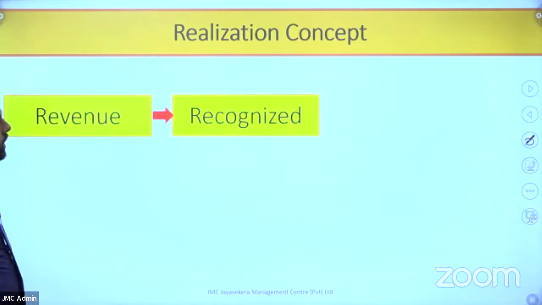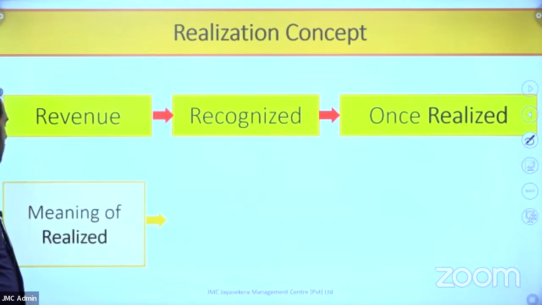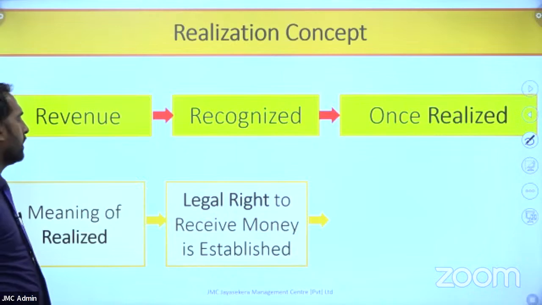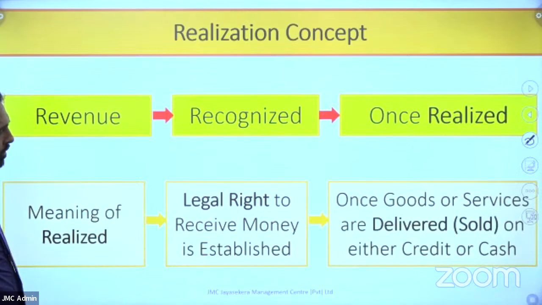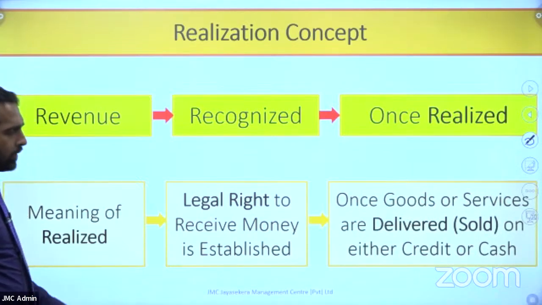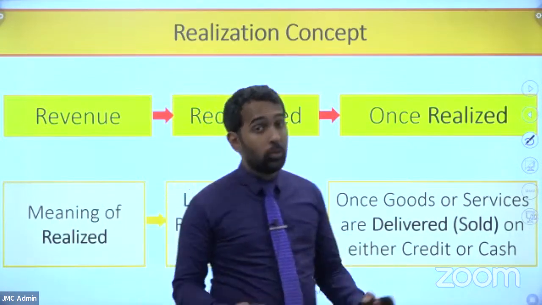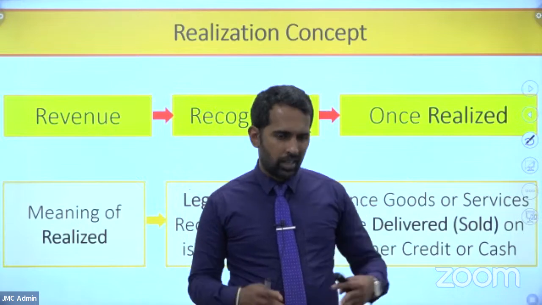It says revenue is recognized once it's realized. You have to recognize the income or the revenue once it's realized. Realized means the legal right to receive money is established. As and when the legal right to receive money is established, once goods and services are delivered on either credit or cash.